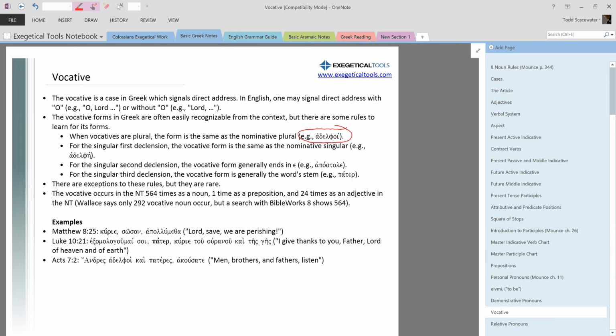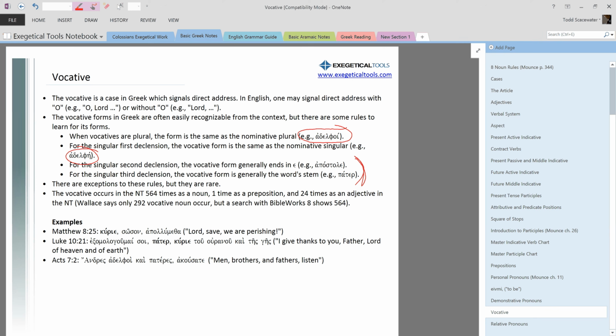When vocatives are plural, the form is the same as the nominative plural. So you probably don't understand this yet, but just know that the vocative shares the same form with a lot of different forms. So Adelphe can mean either sister as a subject, or it can mean sister as a vocative. And then there are a couple other ones that are slightly different, like apostele, which is similar to that Kyrie you just saw, and pater. Those are a little different, but for the most part, it's not very difficult to understand. There are some exceptions to these rules, but they're rare.